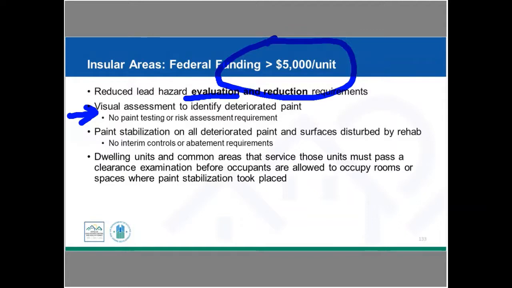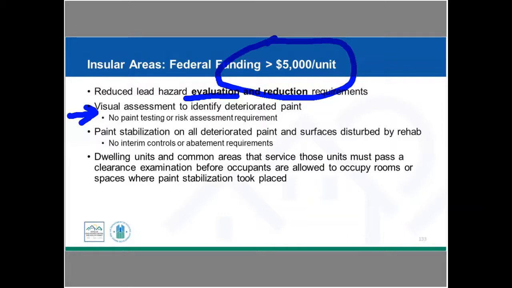If you do identify any deteriorated paint, you're going to do paint stabilization, and you're going to do paint stabilization on deteriorated paint and surfaces that are disturbed by rehab. So we're not doing interim controls, we're not doing abatement, we're doing paint stabilization. And paint stabilization, if you remember, it's removing loose paint and other material from the surfaces to be treated, and it's repairing any defects in the substrate of a painted surface. And the substrate is what's underneath that painted surface.